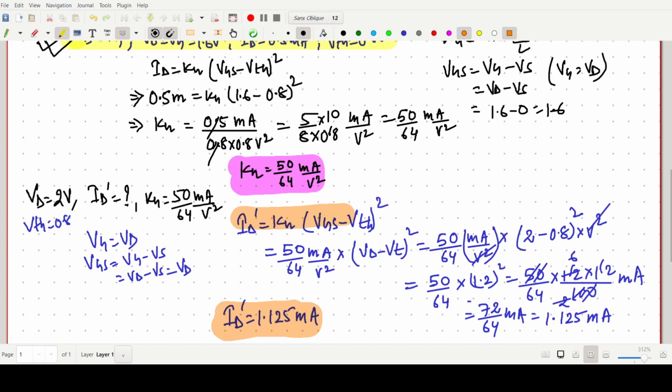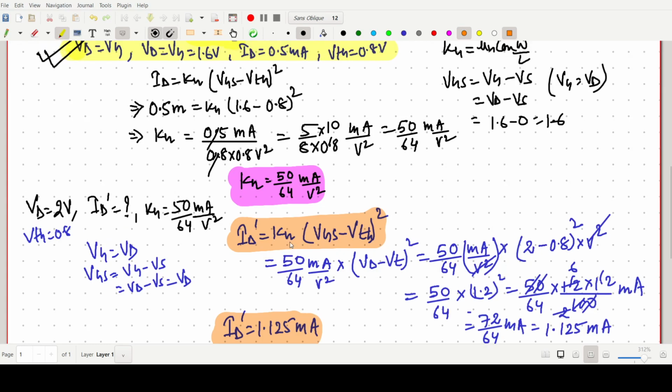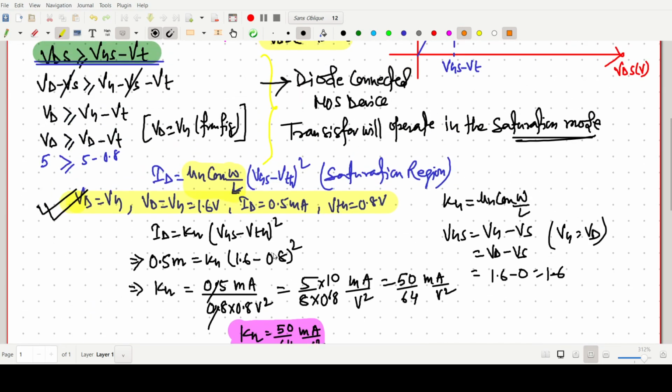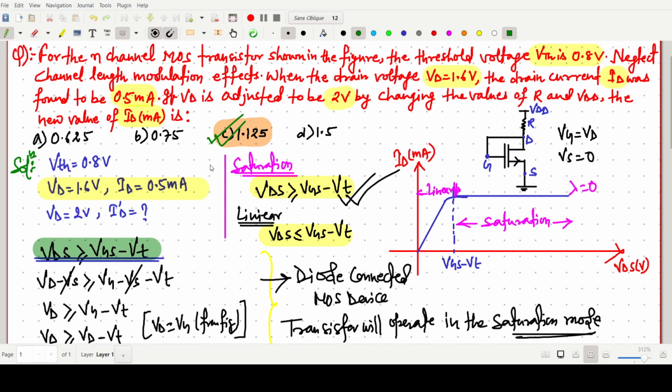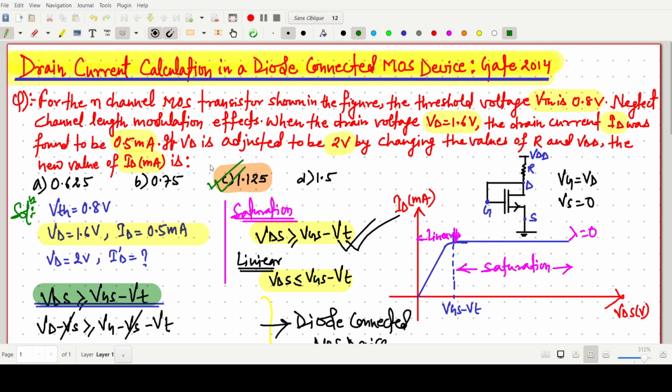We just have to apply the unknown thing, the Kn that we have found. So the correct answer for this question will be this: 1.125 milliampere. They are asking in milliampere, so we have to directly write 1.125 milliampere. So this is all about this simple question.